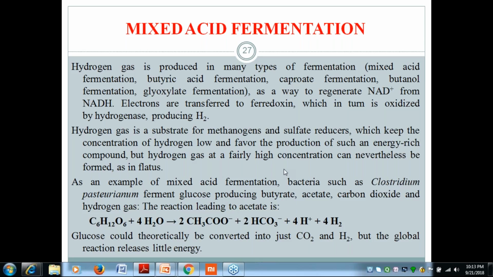gas. And this is the reaction which leads to the production of acetic acid. Glucose could theoretically be converted into just CO2 and H2, but the global reaction releases little energy. Now from this slide, what we have to remember is the microbial name, that is Clostridium pasteurianum, which is used in the mixed acid fermentation.